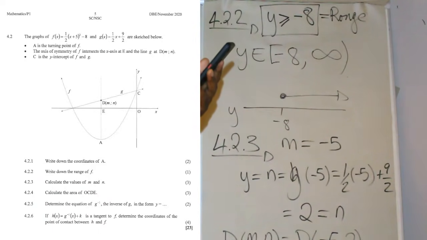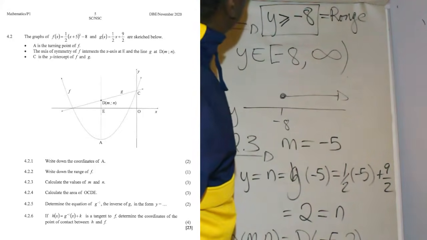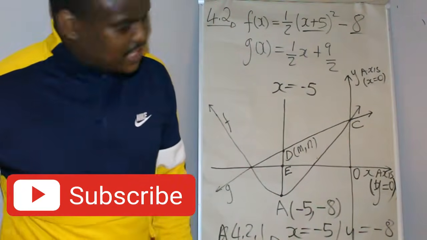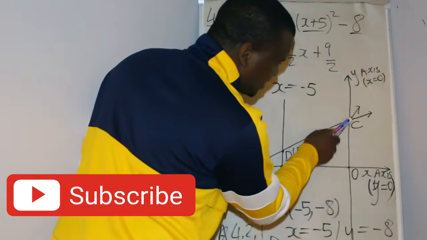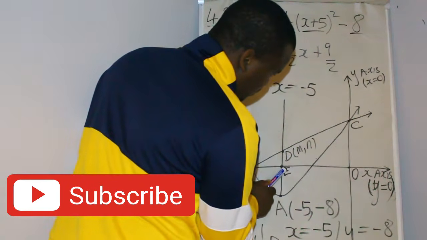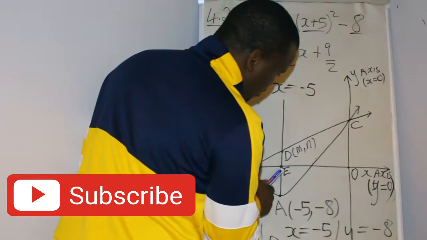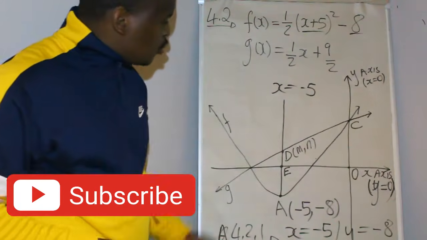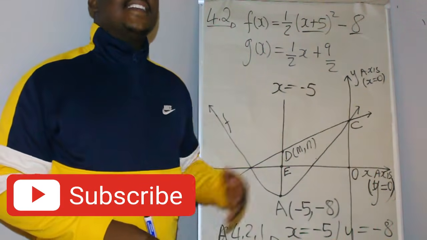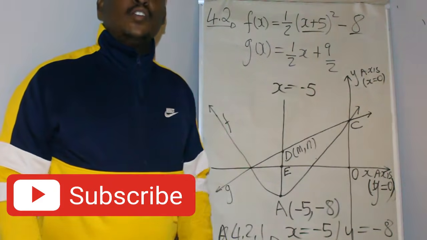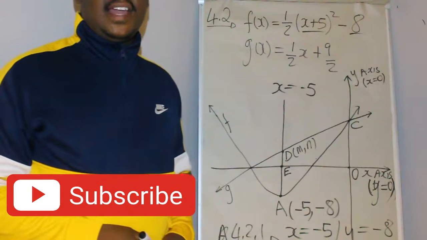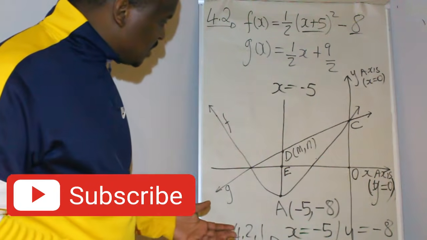4.2.4. Calculate the area of OCDE. So what they're saying is calculate the area of this part. The first thing that you need to do is to identify what shape this is in order to be able to find the area. Once you identify the shape, you'll be able to calculate the area. So what shape is this?